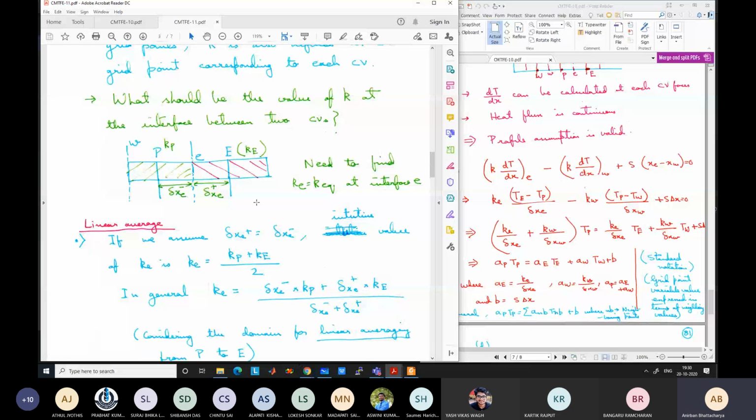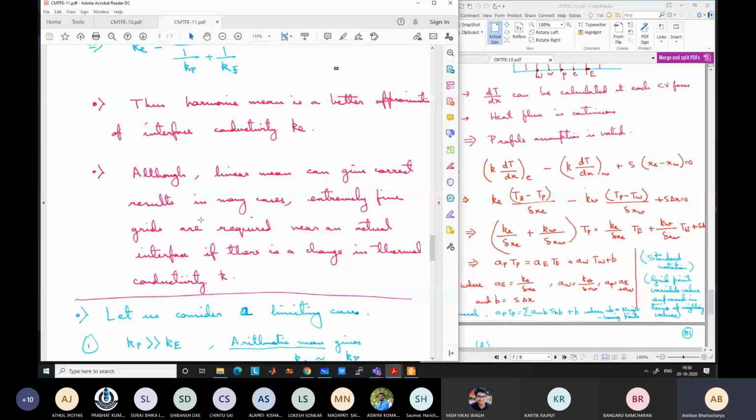Let us try to understand this from an example. I have noted what I have discussed in the notes, so you can go through the notes later on. The harmonic mean is a better approximation of interface conductivity Ke. Although linear mean can give correct results in many cases, extremely fine grids are required near an actual interface if there is a change in thermal conductivity, which is not required for the harmonic mean.